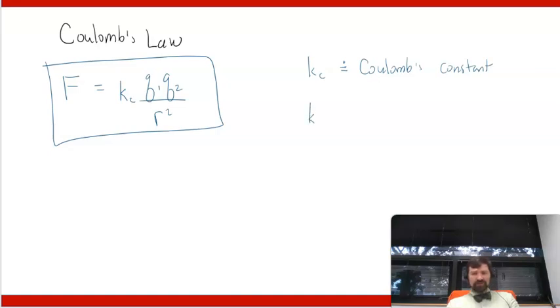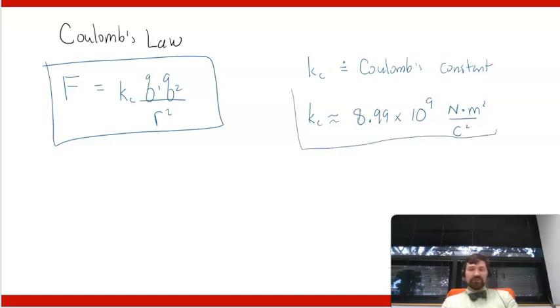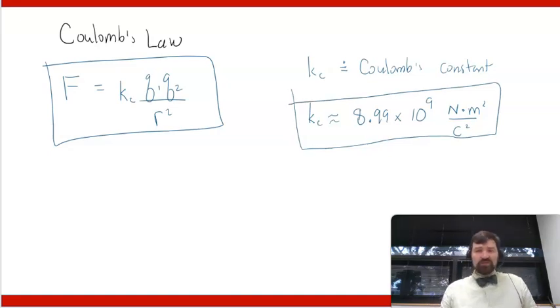And what you end up getting for K sub c is approximately, I'll go out to 3 sig figs, 8.99. You could think of this as approximately 9.0, but we'll say 8.99 at 3 sig figs times 10 to the 9. And the units that go with it are Newton meters squared per Coulomb squared. So you need to know that fundamental constant. Okay, so that's Coulomb's law.